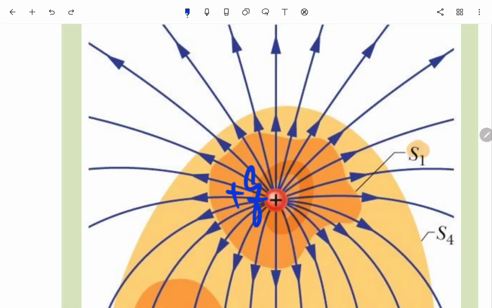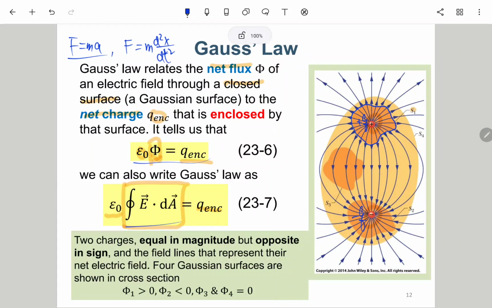So this S1 will be like this. Of course, this is a curvature, but it doesn't really matter what the shape is. We just assume this is a closed surface, of course in 3D. So this S1 encloses this positive charge, which means that this negative charge is outside of S1. So only the positive Q is enclosed by S1.